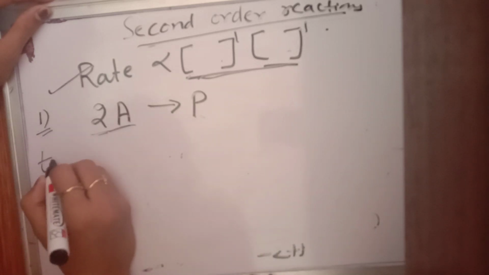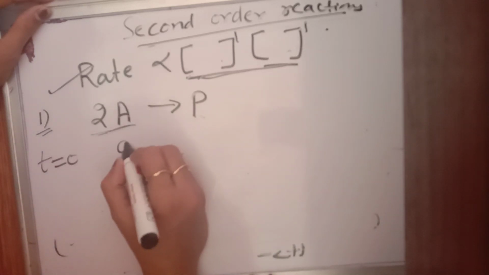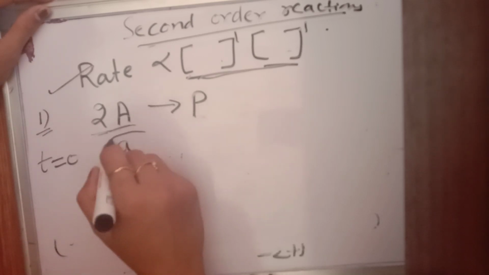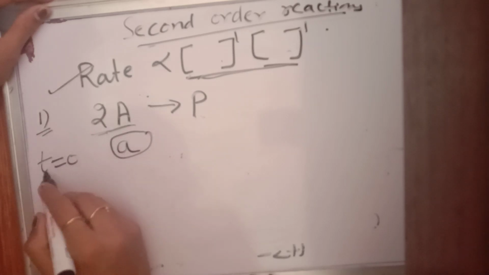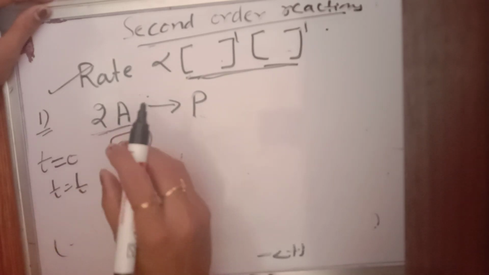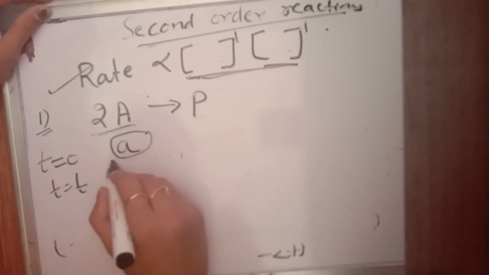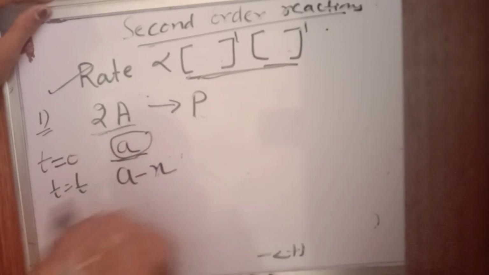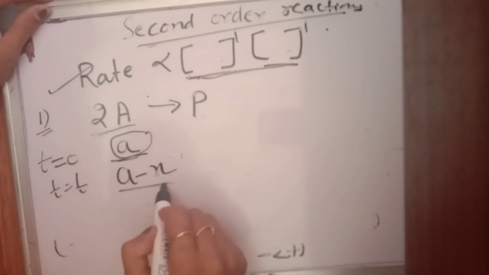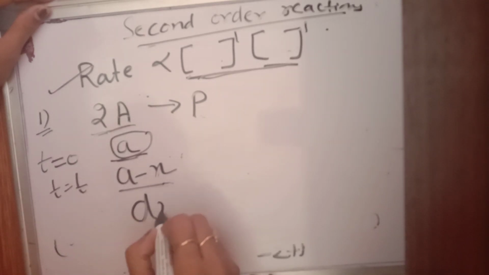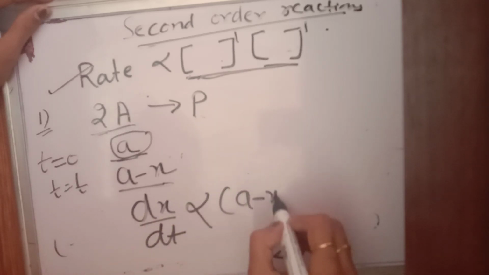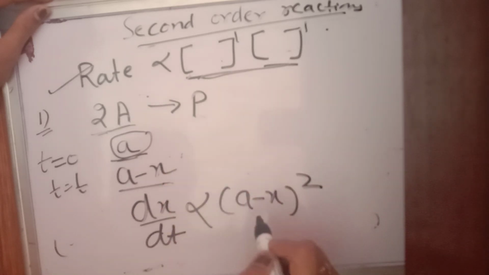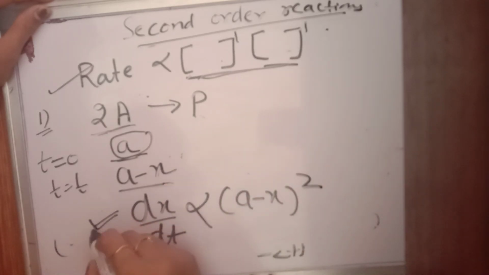At time 0, initially, I have taken a amount of reactant A. So this is my initial concentration. After some time t, x has reacted, so the remaining concentration of A will be a minus x. This is the concentration of A at time t. Now my rate is proportional to (a minus x) squared, because it is a second order reaction. So this is the differential form of the rate law.